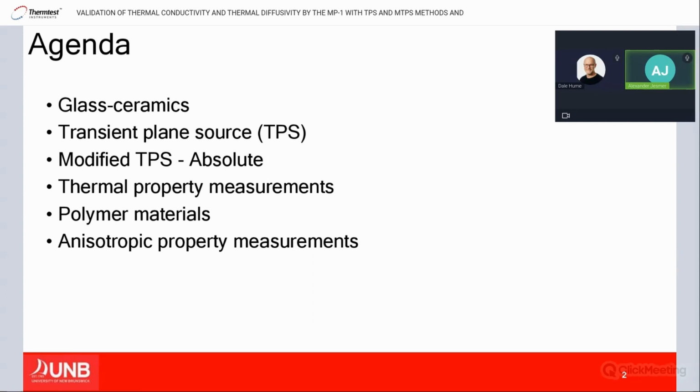So, a brief agenda. First, I'm going to give a little introduction to glass ceramics, which is the Pyroceram we'll be generally talking about, and then a brief introduction to the actual Pyroceram material, and then some background and theory on transient plane source and modified transient plane source, how they work, and then some actual thermal property measurements of the Pyroceram materials. And then finally, at the end, I'm going to talk about a polymer material that we've been looking at with some anisotropic thermal properties and their measurements.